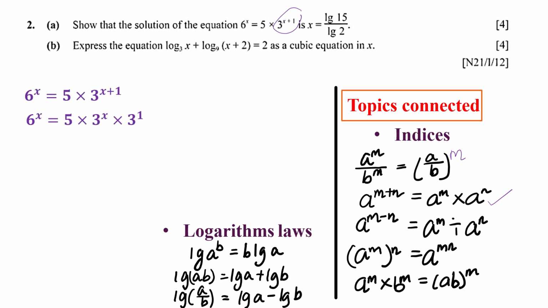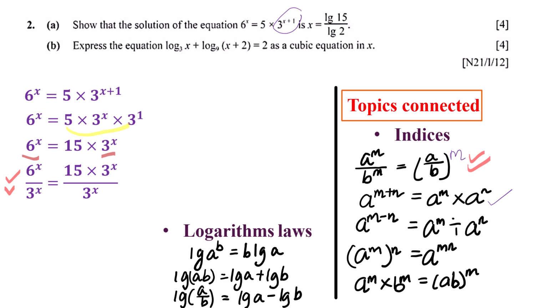As I've just mentioned, we can use a to the power of m plus n to separate 3 to the power x plus 1 into 3 to the power x times 3 to the power 1. And of course, 5 times 3 will give you 15. You see that I have to group these two terms together, and I can apply this one to get 2 to the power of x.